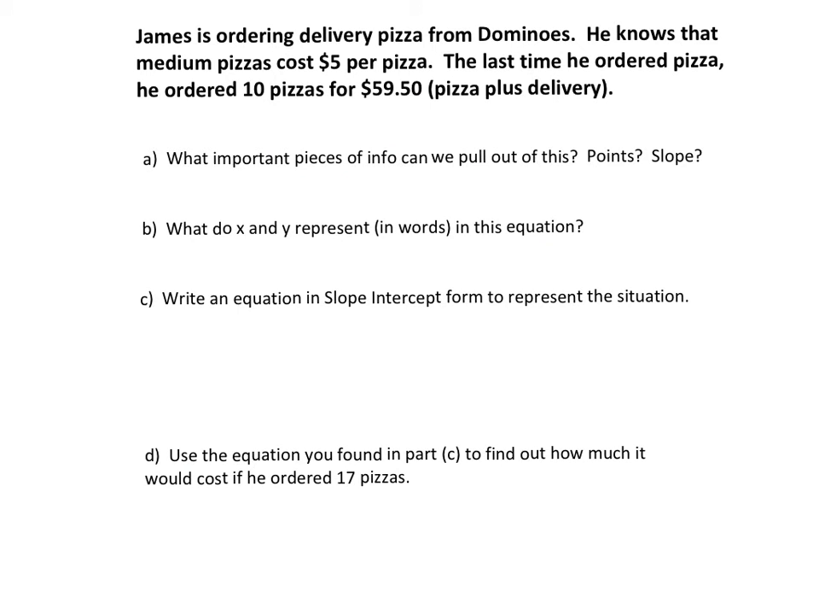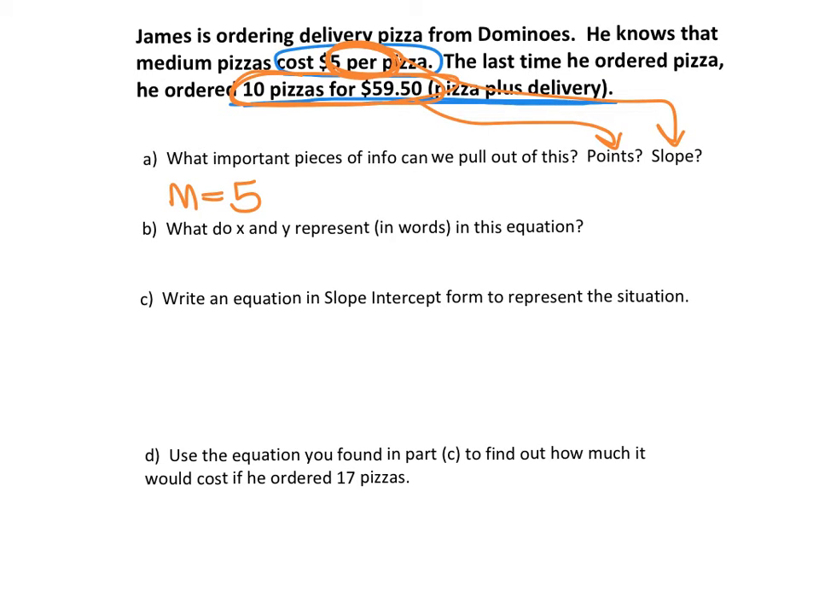Okay, moving on to example 3. So this says James is ordering delivery pizza from Domino's. He knows that a medium pizza costs $5 per pizza. The last time he ordered pizzas, he ordered 10 pizzas for $59.50, which was the pizza plus the delivery fee. So we can see that we have 2 pieces of information here. The first one is a cost of $5 per pizza. This word per tells me that I have a slope. So my slope here is 5, or 5 over 1, because that word per tells me I have a rate, which is my slope.